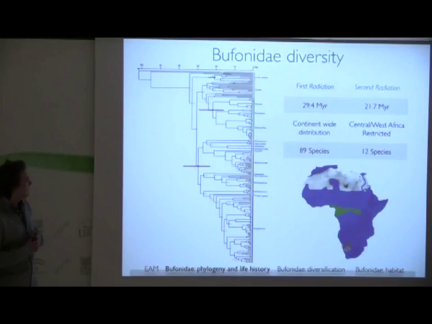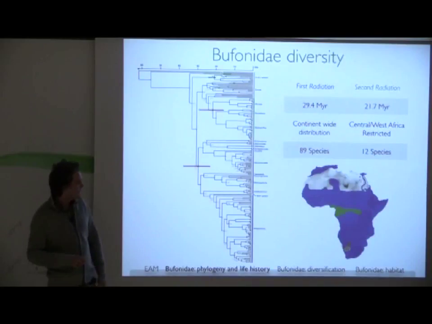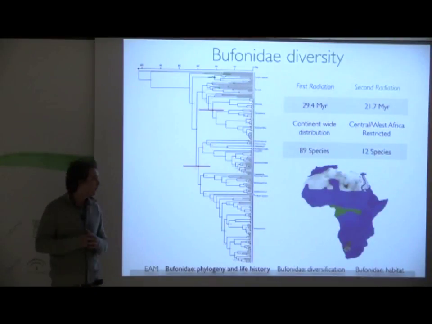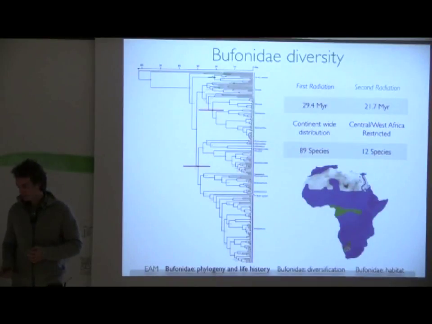So I don't really like showing trees in presentations. I think they're kind of hard to interpret. But basically what I wanted to show you is that we could confirm that African bufonids are not monophyletic. So they form two clades, this blue clade and this green clade. This blue clade is distributed pretty much everywhere in Africa. It's got close to 90 described species, compared to this second clade that's slightly younger, really restricted to Central and parts of West Africa, and only has something like 12 currently described species.